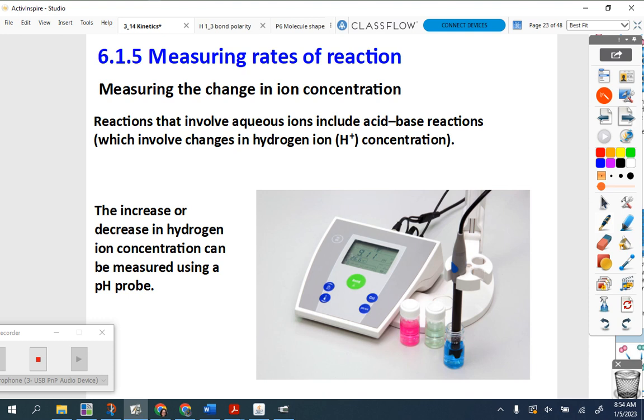Another thing we can do that we can track consistently throughout an experiment is we can measure ion concentration, particularly if we have an acid-base reaction.